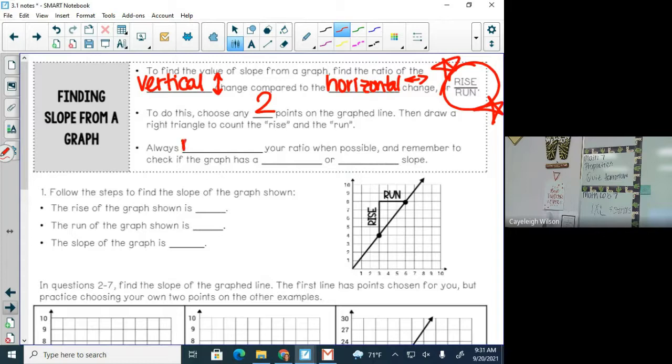Always reduce or simplify, so either way, whatever makes more sense to you. So like if I got 4 over 8, what would that reduce to? 1/2. If I got 6 over 3, what would that reduce to? 2. If I got 6 over 6, I would reduce that to 1. Okay. So we're always going to reduce your ratio when possible, and remember to check to see if the graph has a positive or negative slope.